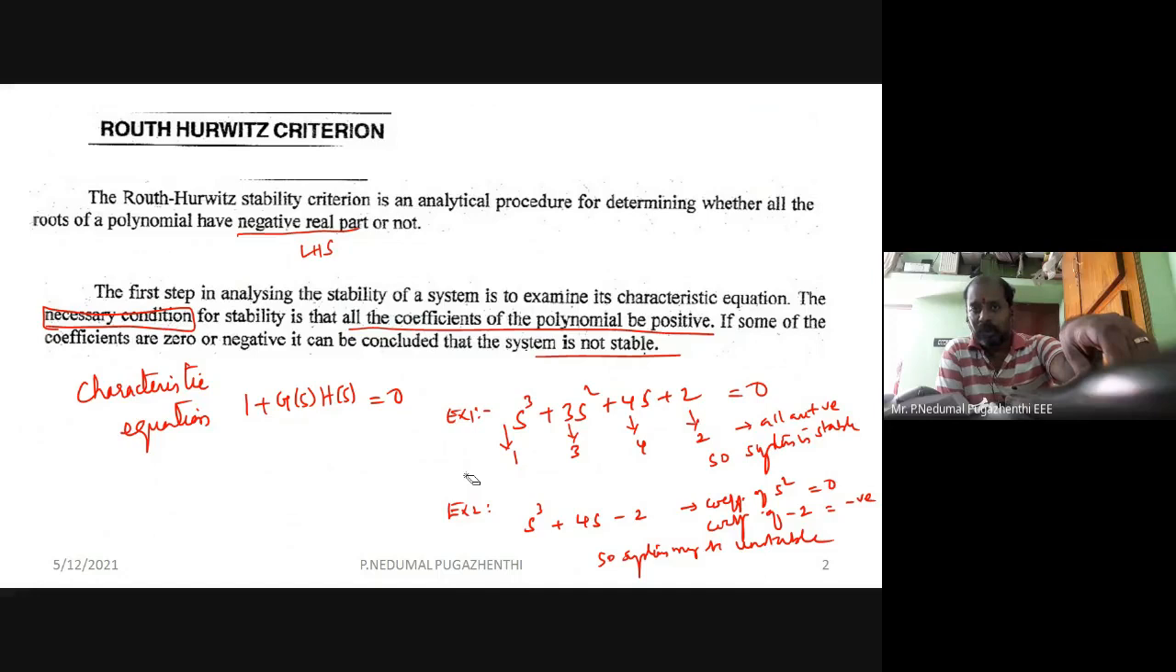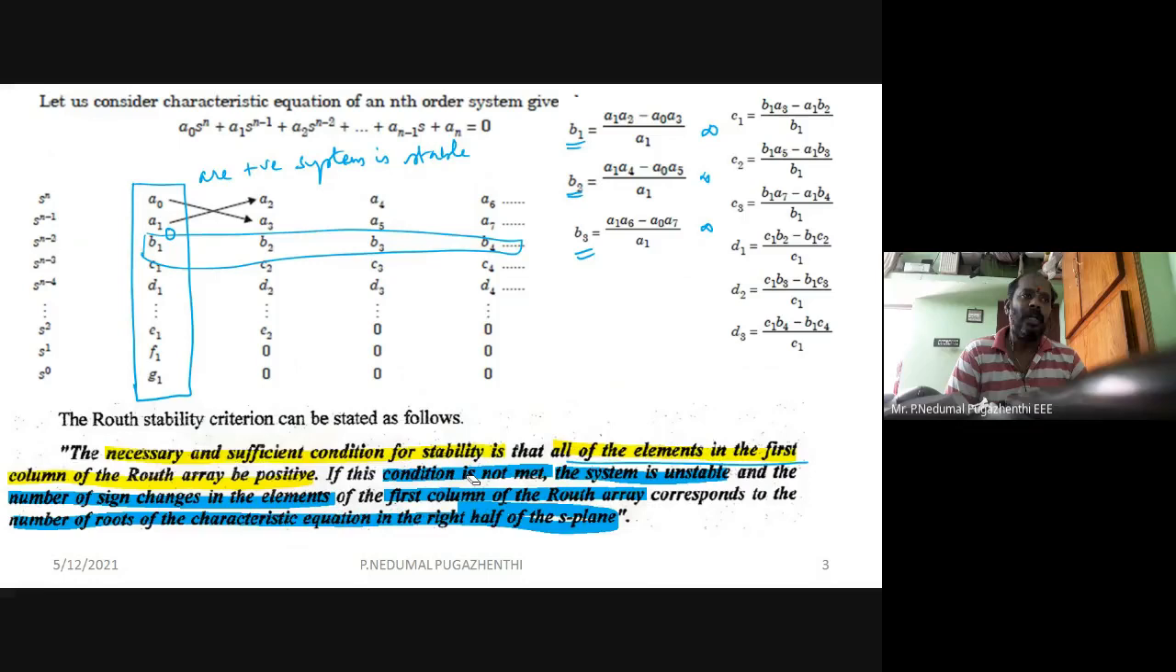For the necessary condition, you check that all the coefficients of the characteristic polynomial are present and they should be positive. No coefficient should be zero or negative. Then what is the sufficient condition? You form a Routh array and check the first column. If all the elements are positive, then the system is stable. If any sign change is there, then it is unstable, and the number of sign changes provides the number of roots in the right hand side of the S-plane.